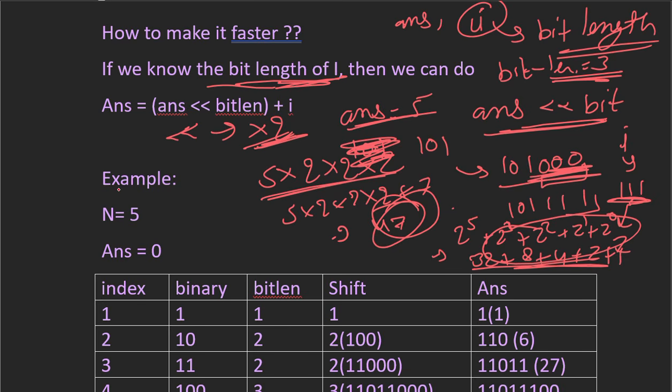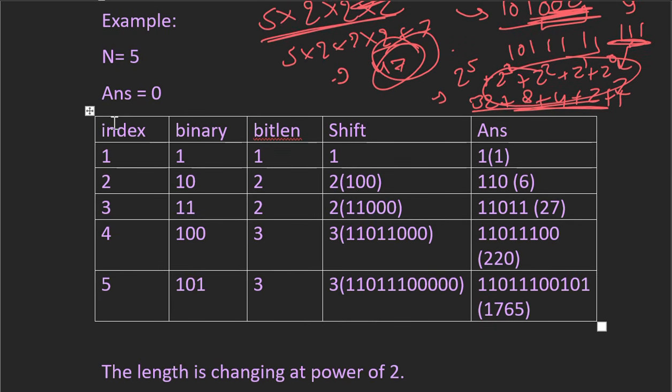So let's see another example to understand it more clearly. Suppose our n is equal to 5. That means we have to take numbers from 1, 2, 3 up to 5, and initially our answer is 0. Now we are at number 1. What is the binary of that number? 1. And what is the bit length? Bit length is also 1. By how many bits do we have to shift the answer? Whatever the bit length is, we shift the answer by that, and then we add the number to that shifted answer.